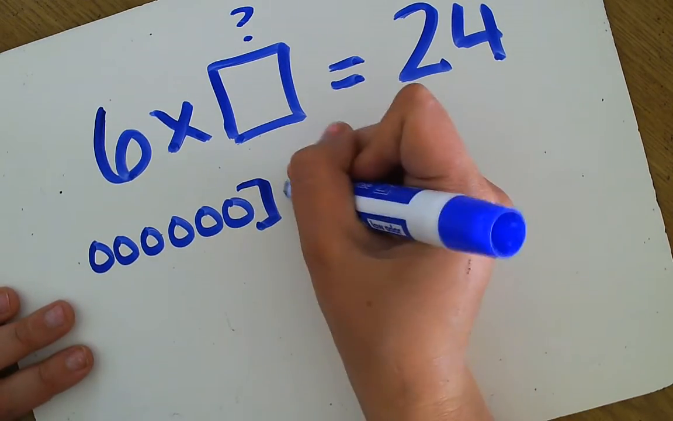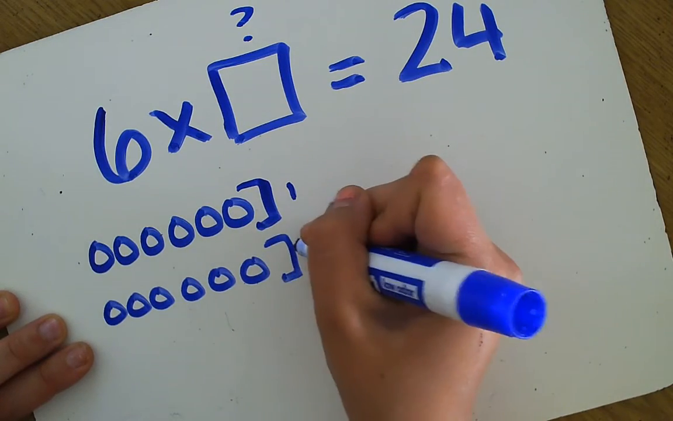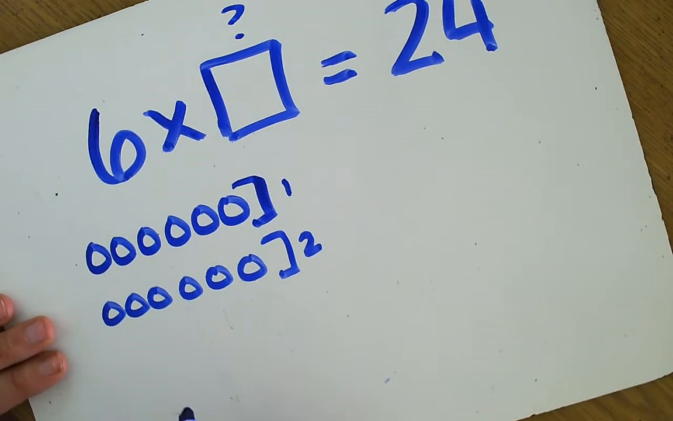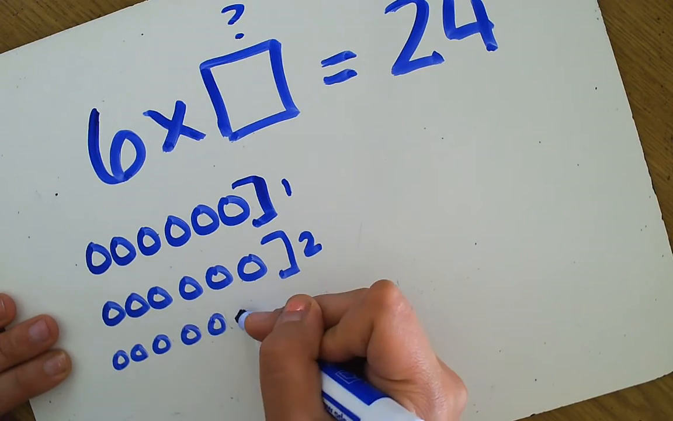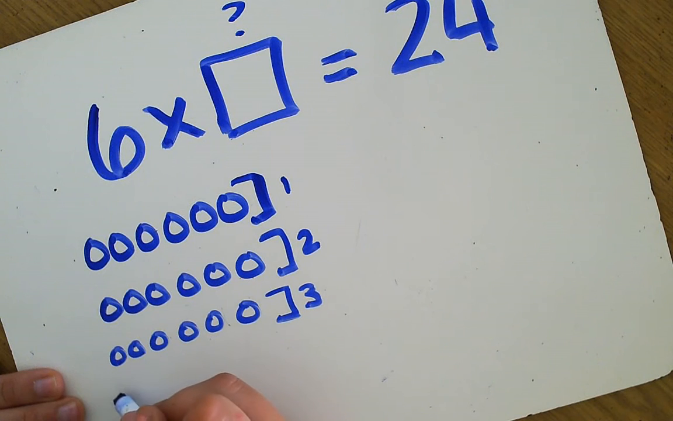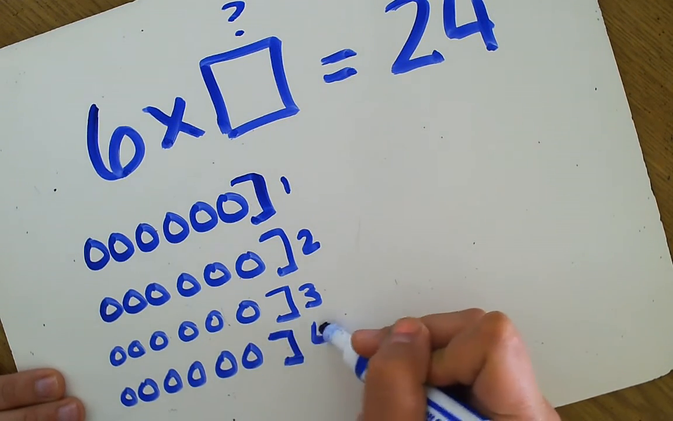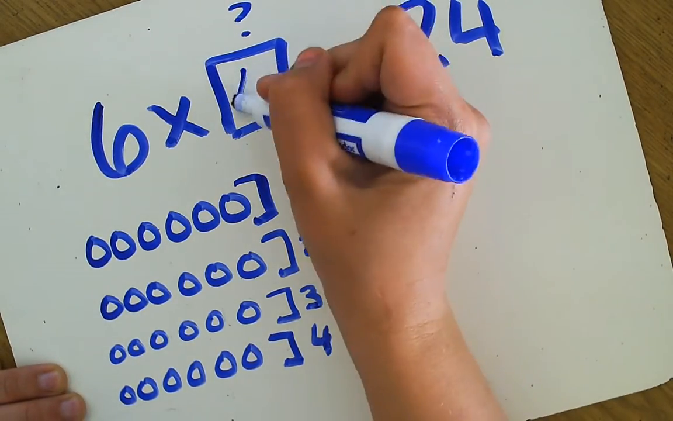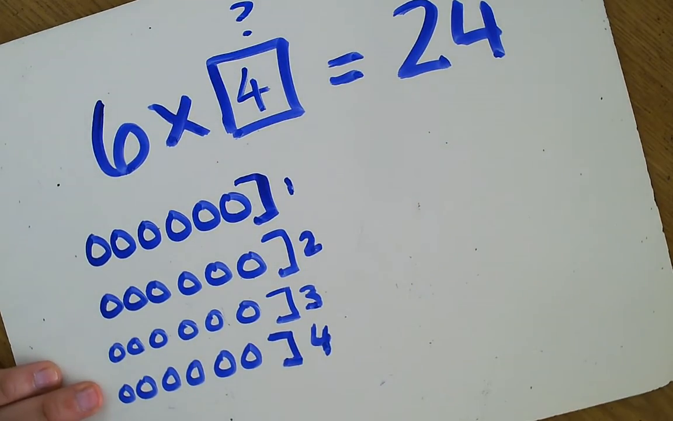So that's one group of 6. Another group of 6 is how many? It's 12, right? So 1, 2, 3, 4, 5, 6, 7, 8, 9, 10, 11, 12. Another group of 6 would be 13, 14, 15, 16, 17, 18, a third group of 6. And then I could do a fourth group of 6: 19, 20, 21, 22, 23, 24. And I figured out that 1, 2, 3, 4 groups, 6 times 4 equals 24. Does that make sense?